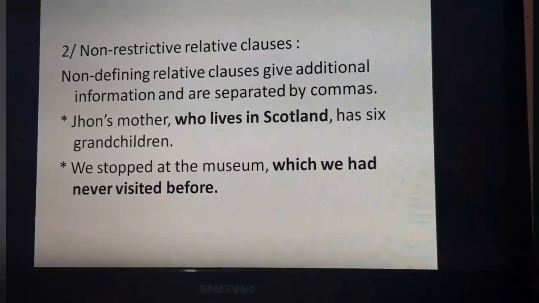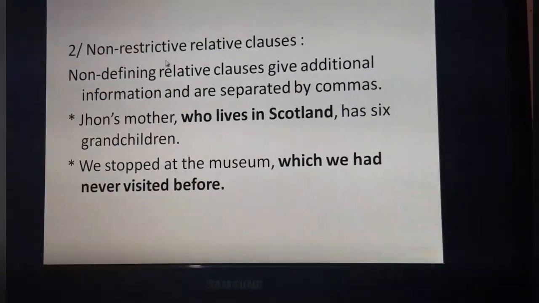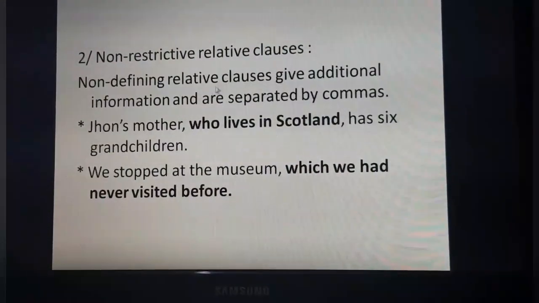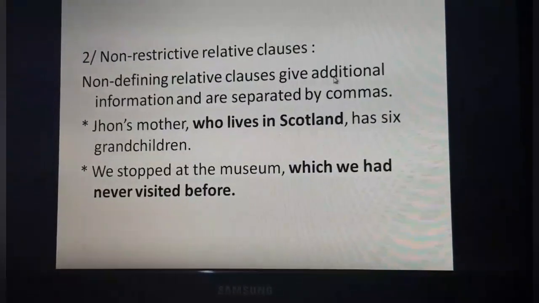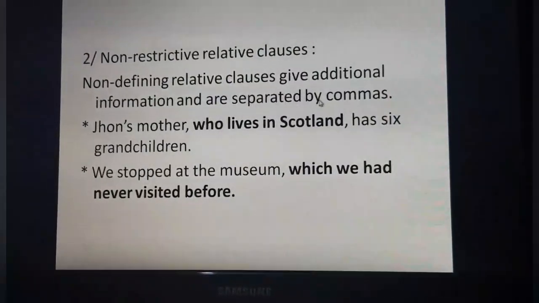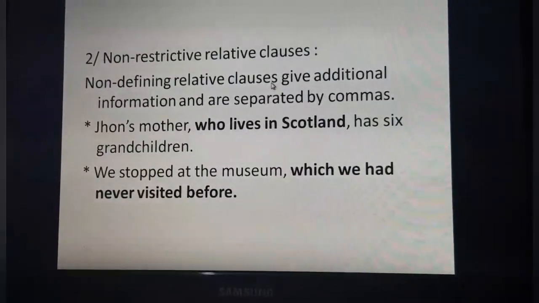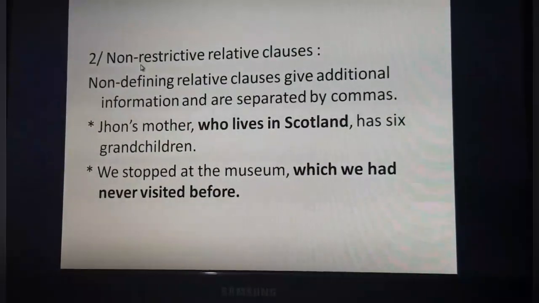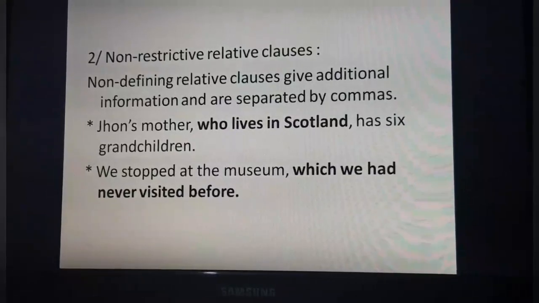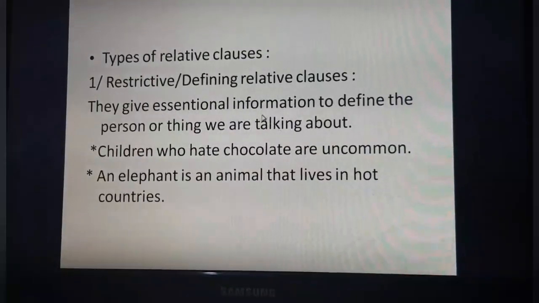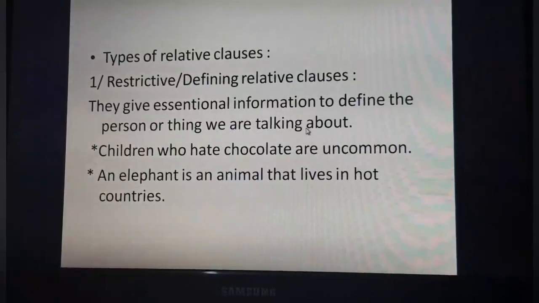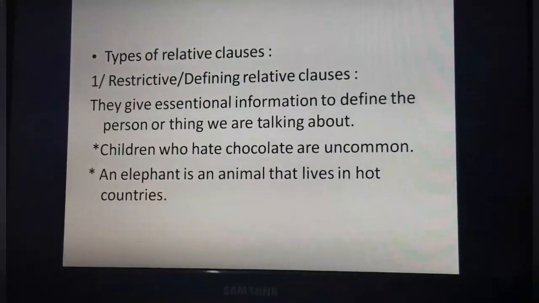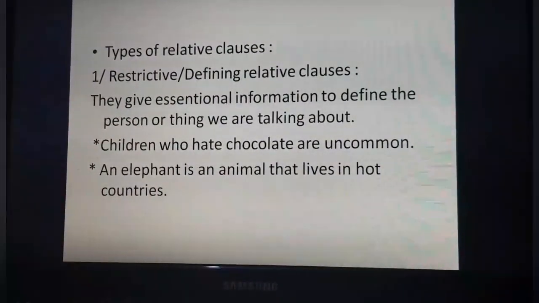Let's carry on. The second type is non-restrictive relative clauses. Then we can also call them non-defining relative clauses. They give additional information and are separated by commas. So what is the difference between restrictive and non-restrictive relative clauses? Okay, the first one, they give essential information to define the person or thing we are talking about. يعني كيعطيونا معلومات ضرورية حول الشخص ولا الشيء اللي كنتكلموا عليه.